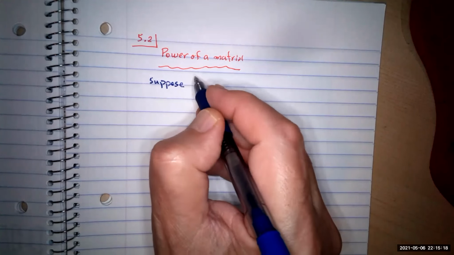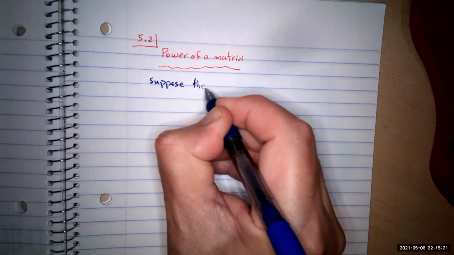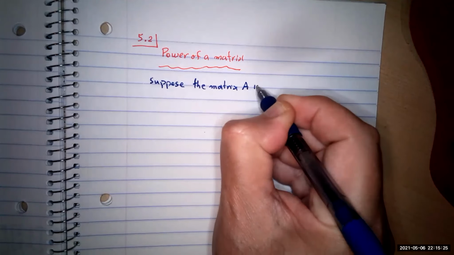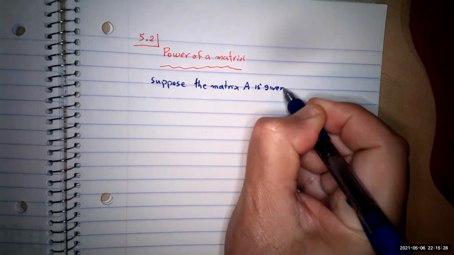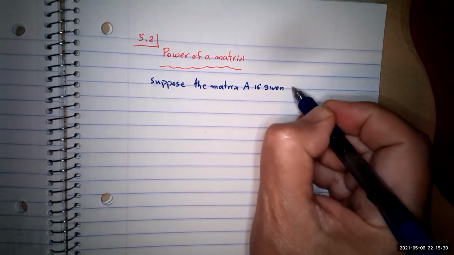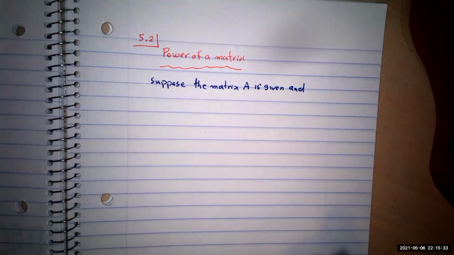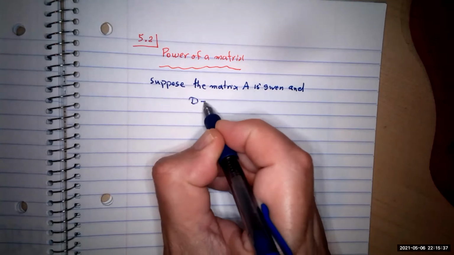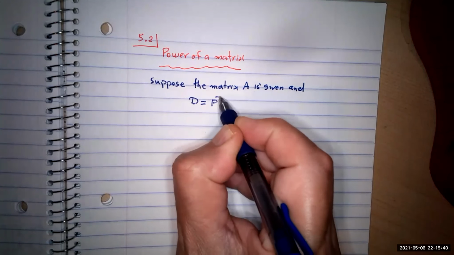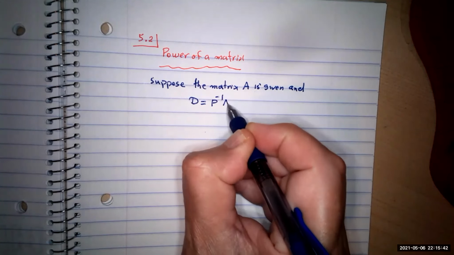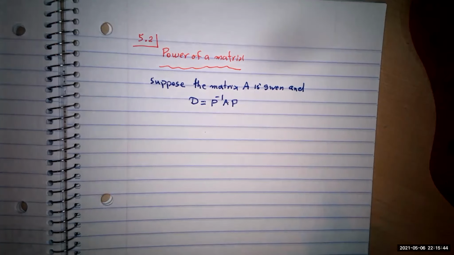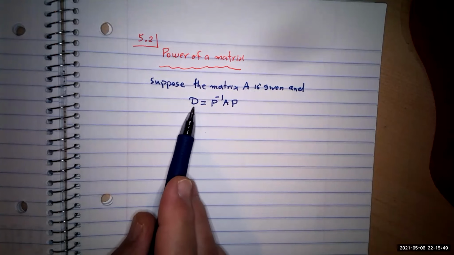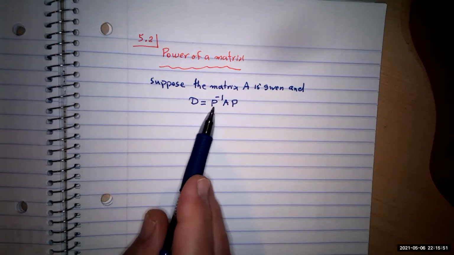Suppose the matrix A is given, and we know that this matrix has already been diagonalized. We have a diagonal matrix D, and this is going to be P inverse of AP. You find the eigenvalues, you put the eigenvalues in the main diagonal of the matrix D, and then this is going to be matrix P.